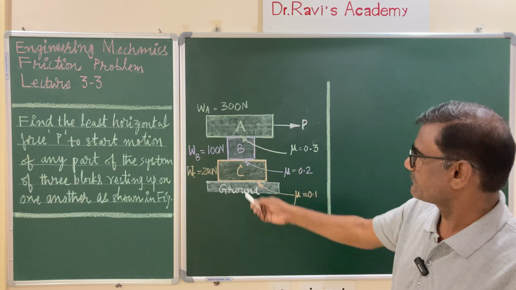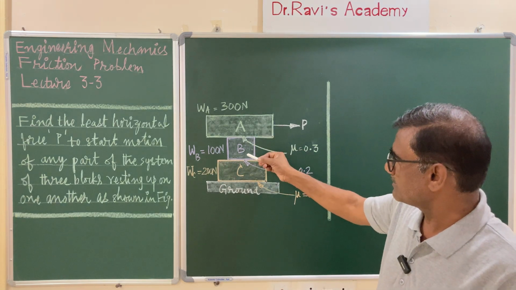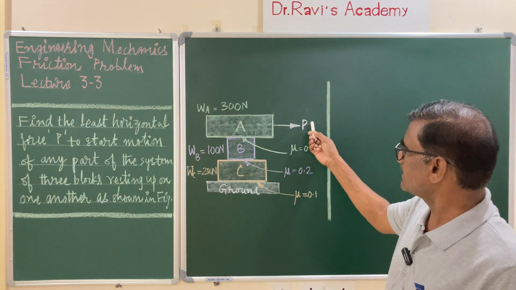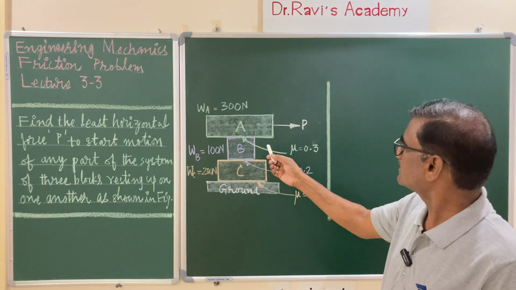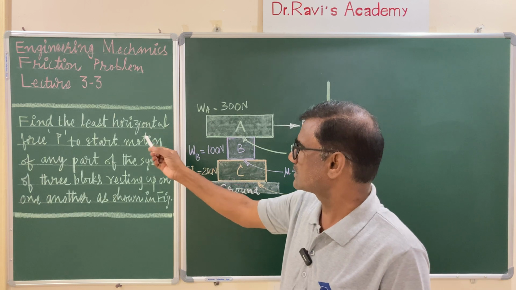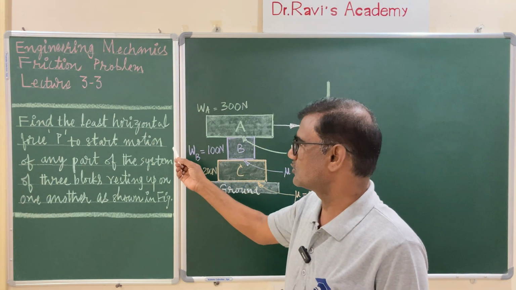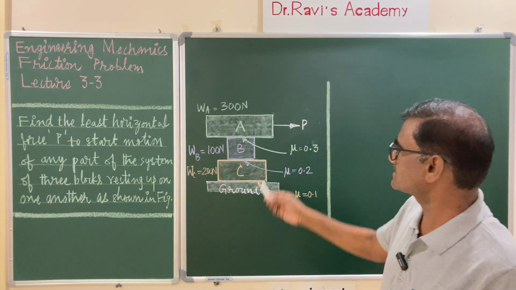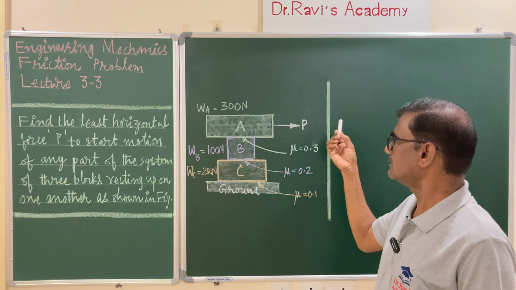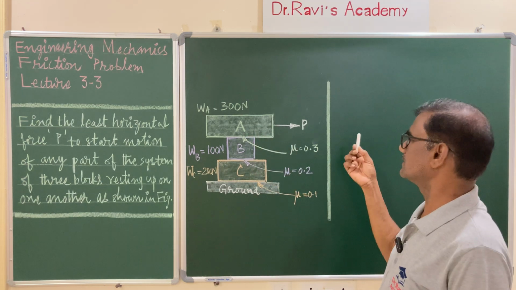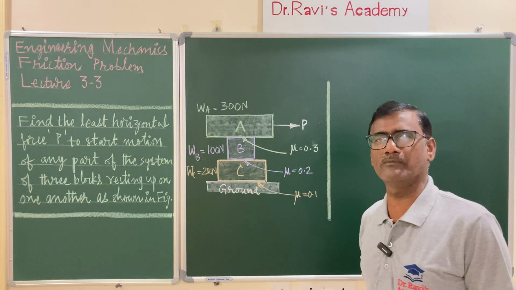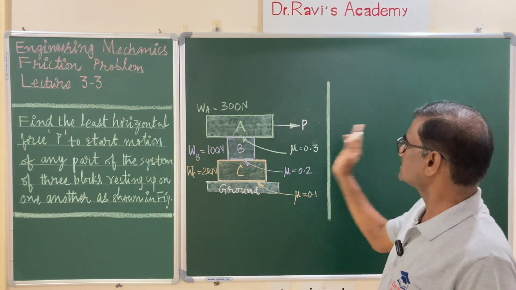A system of blocks is given. Let us see, you have block A, block B, block C, and he is asking what is the minimum force P required in order to have the motion in the direction of the external force. That is the problem. Find the least horizontal force P to start motion of any part of the system. That means either only block A may move, or A and B together, or A, B, C three together. So, you have to calculate the magnitude of the force P, which is the least force, that is the minimum force, in order to have the motion in the direction of the force.